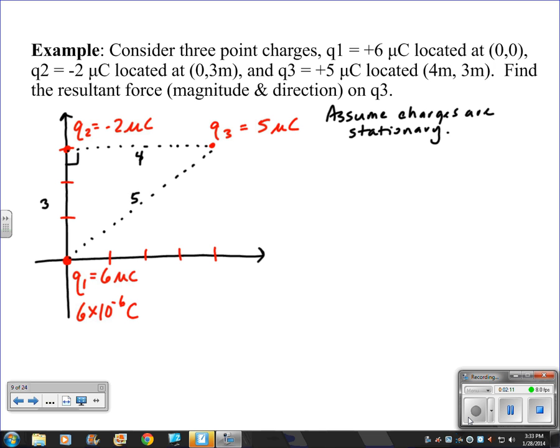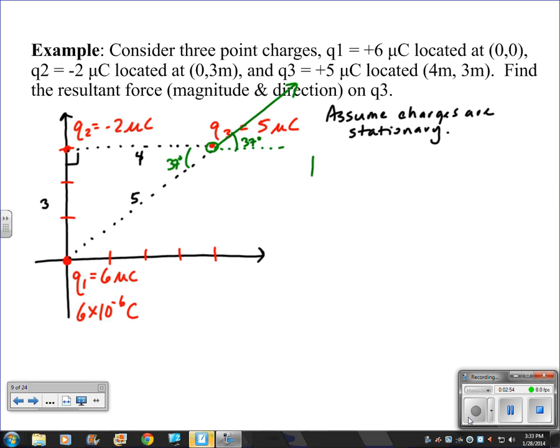Okay, so a couple of other things. I know that charges that are like repel and charges that are unlike attract. So I'm going to focus on Q3, and I'm going to realize that Q1 and Q3 are like charges, so we're going to have a repelling force up and to the right. I know that this is a 37-degree angle, again from geometry, which means I know that that first force vector between Q1 and Q3 is at 37 degrees. What I don't know is the length of that force vector, and I am going to compute it.